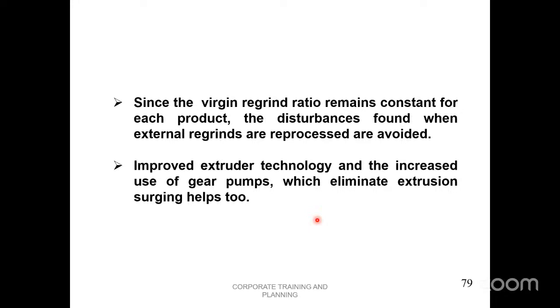The virgin-regrind ratio remains constant for each product. The disturbances found when external regrind is reprocessed are avoided. Yes, if you use virgin material, then nothing will happen. But if you use regrind material, or maybe an excess of regrind material, then there will be some disturbances in the troubleshooting while taking the shot or doing the thermoforming.